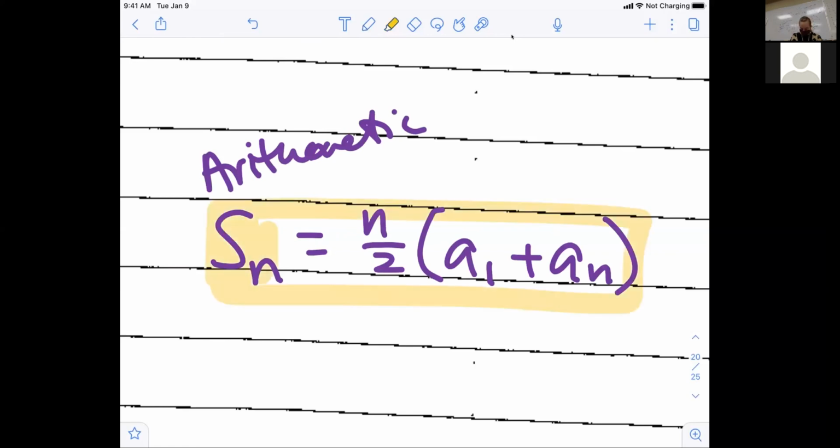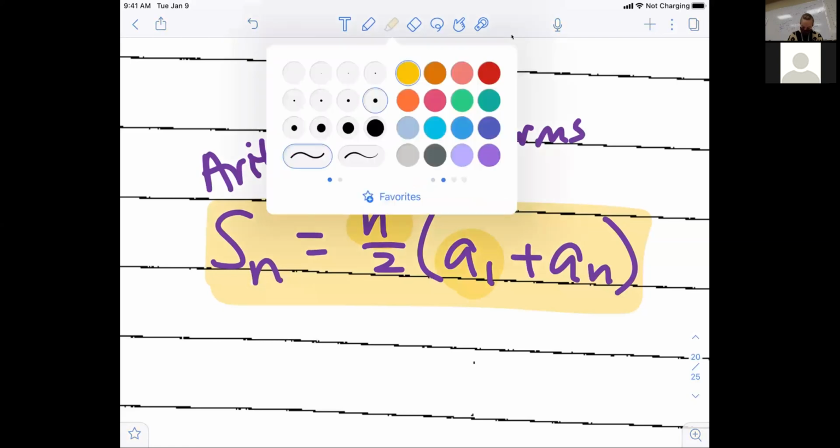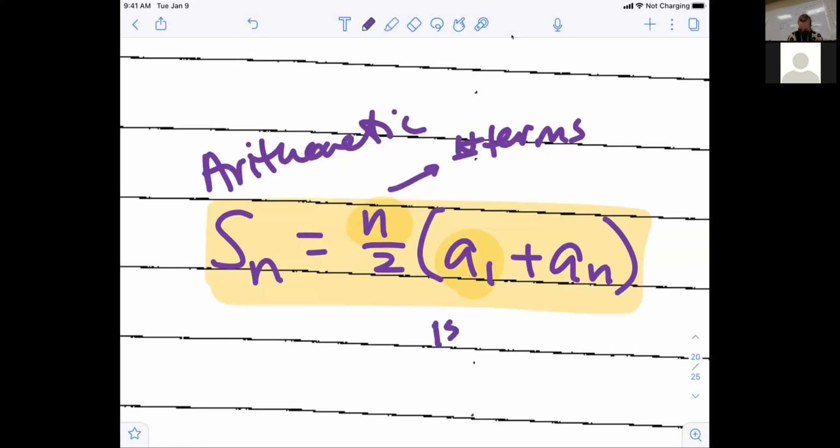Again, this is a sum because there's a big S. That's how I remember I'm doing the sum of something. n is the number of terms again. a sub 1 is the first term. And then a sub n is the last term.